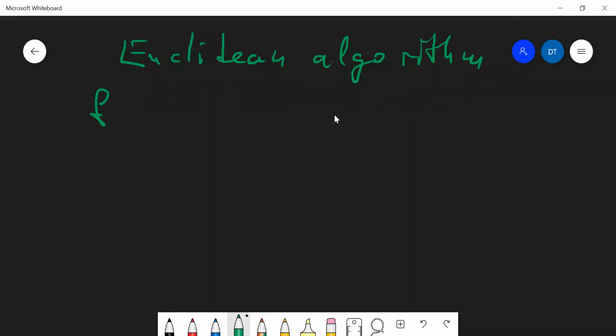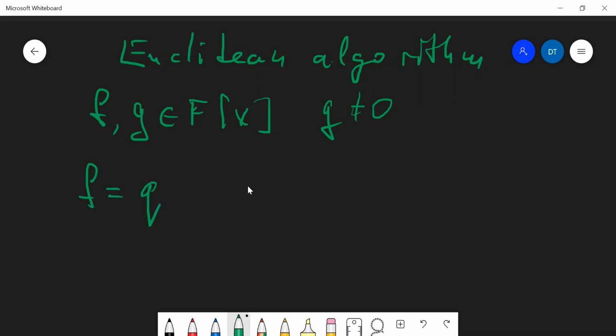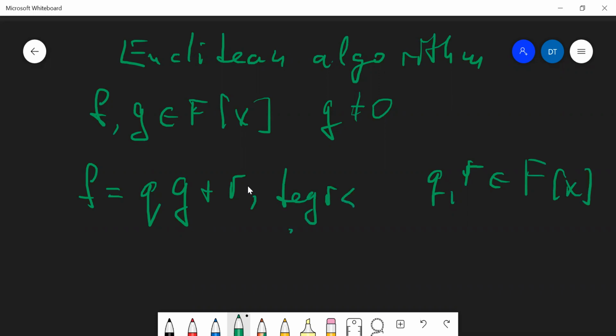So if you have two polynomials, f and g, from here, and I will always assume that the coefficients live in a field, so F will always be a field, so I just don't want to mention this. And suppose that g is not equal to 0, then we can represent f in this form, where q and r are also polynomials, and the degree of r is strictly smaller than the degree of g. So let me underline these things like that.